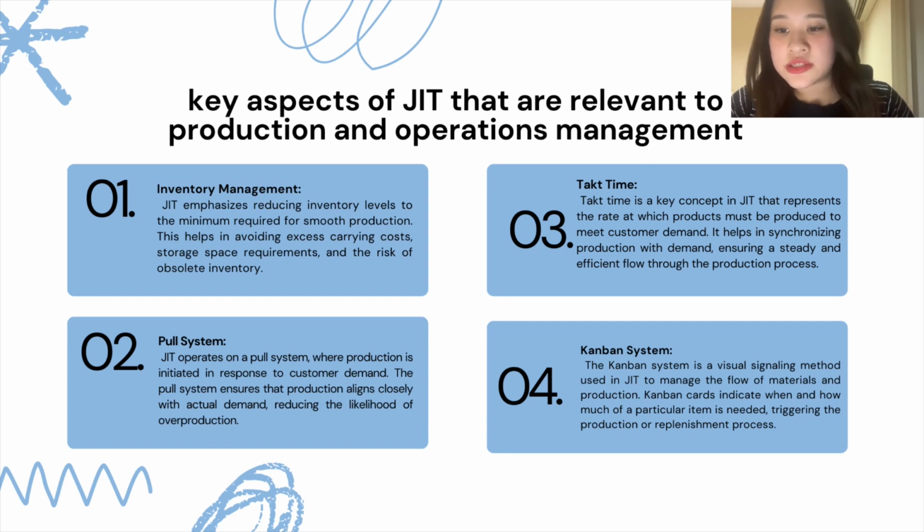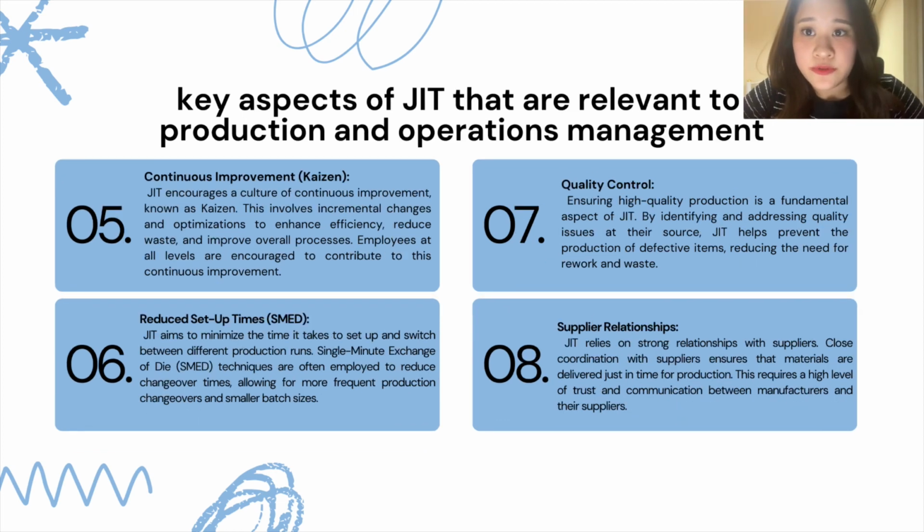The third is the takt time. Takt time is a key concept in just-in-time that represents the rate at which products must be produced to meet customer demand. The fourth is the Kanban system. The Kanban system is a visual method used in continuous improvement, or Kaizen. This involves incremental change and optimization to enhance efficiency, reduce waste, and improve the overall process.